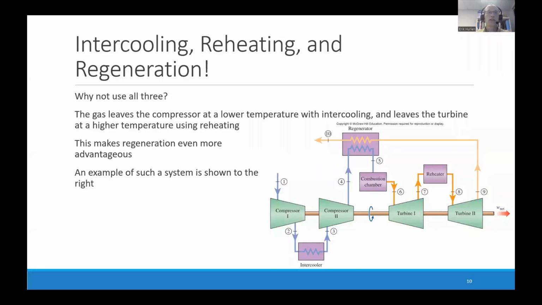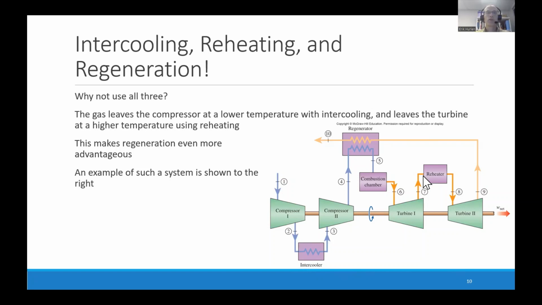The last variant to be analyzed is a combination of the previous 3 variants, so regeneration with both reheating and intercooling. Here's the situation shown here. We have a regenerator, as well as multi-stage compression with intercooling, and multi-stage turbines with reheating.